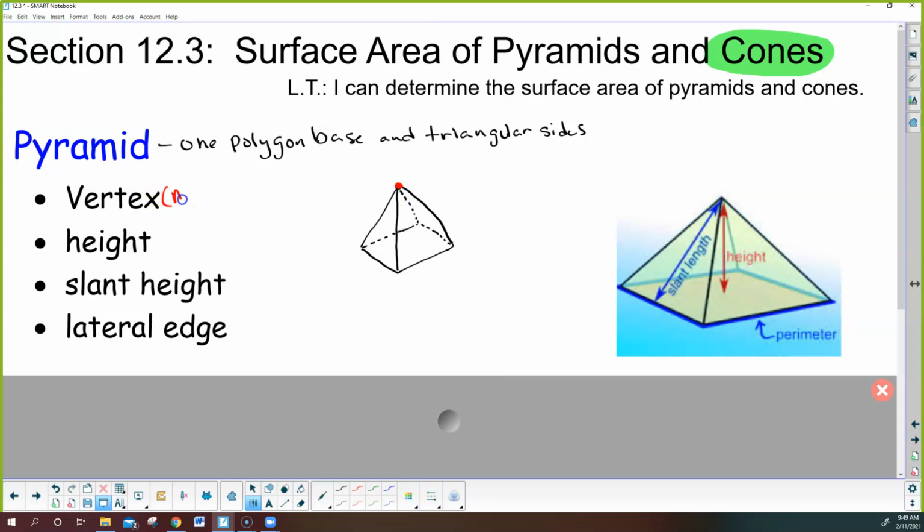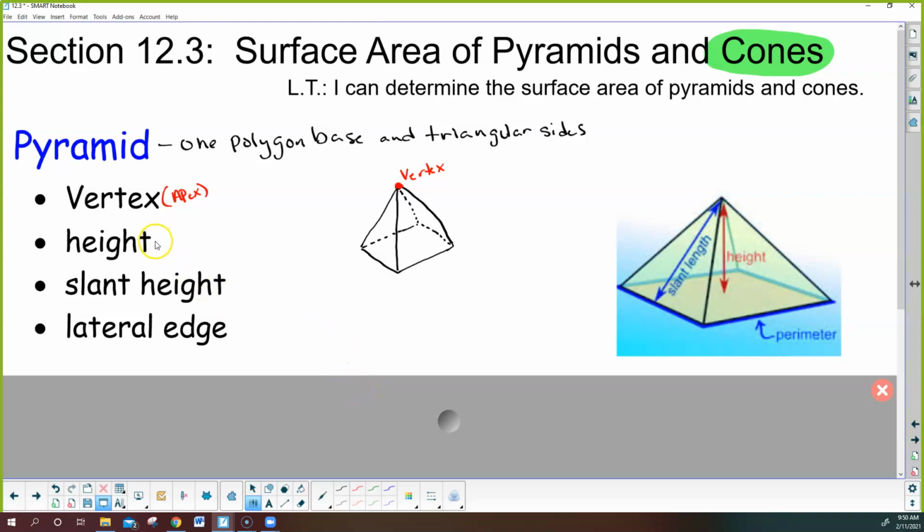The vertex we're going to talk about is also known as an apex. Our book doesn't use the term apex at all. The vertex is just the top. I've got to be careful because it could be flipped around, but it's just the point where all the triangular sides meet on the triangle.